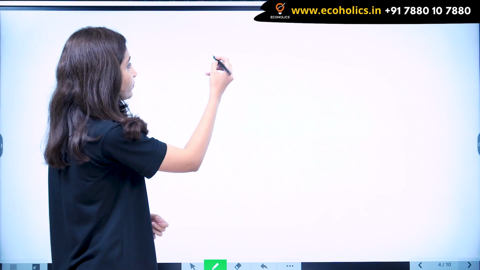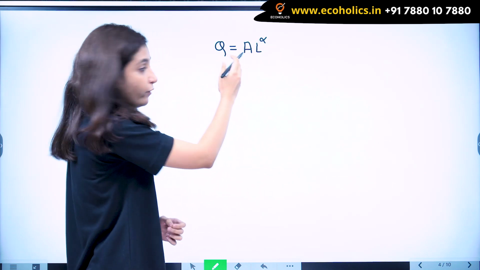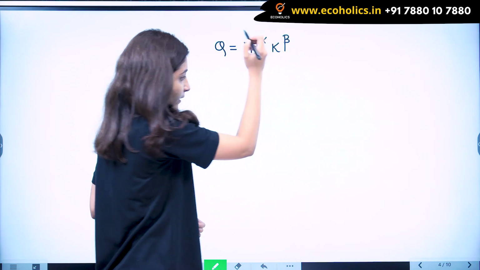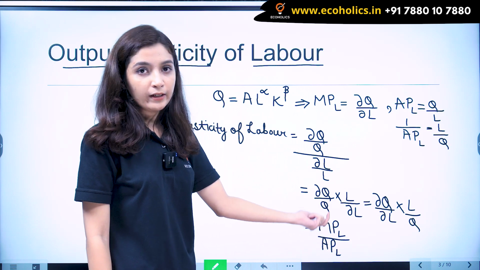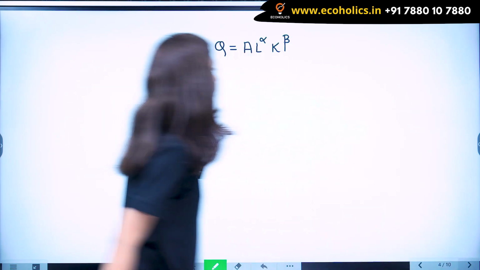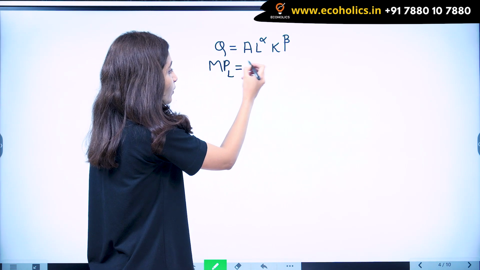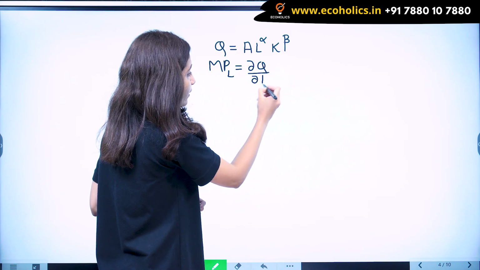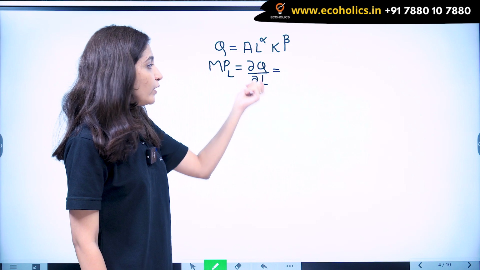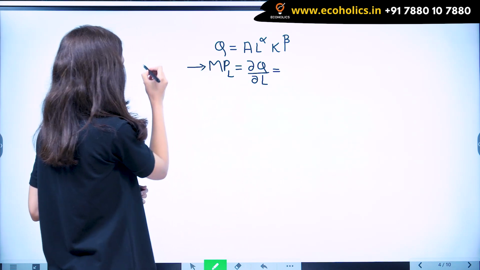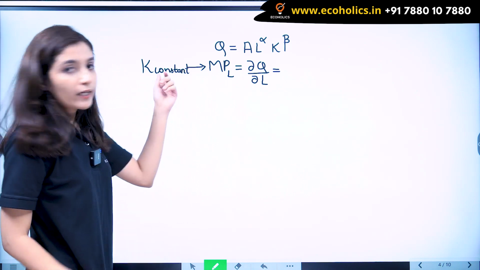Our Cobb-Douglas production function is represented as A L raised to alpha K raised to beta. And since the output elasticity of labor is given by MPL upon APL, we are going to determine marginal product of labor and average product of labor. Marginal product of labor in this case would be equal to ∂Q by ∂L. So this is a partial derivative, that is, we are differentiating Q with respect to L. When we do this, we take our K as constant.